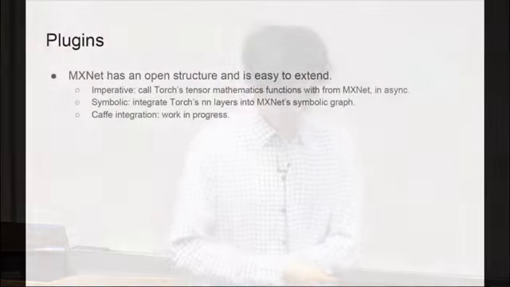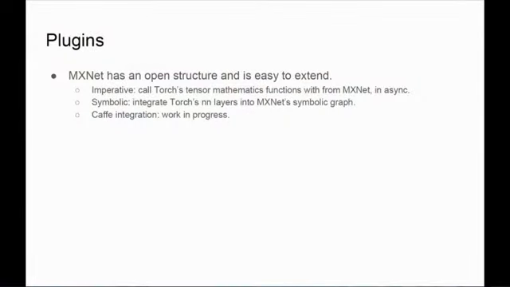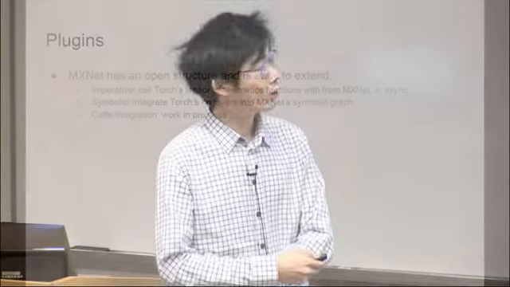Okay, so we built mxnet with the idea that it should be an open system that's easily extendable. We already have some examples of that. We can call Torch tensor functions, so basically ones or SVD or all those Torch functions with mxnet ND arrays, and it's executed in the engine asynchronously. So it's pretty transparent. It's as though you're just using mxnet's own functions.